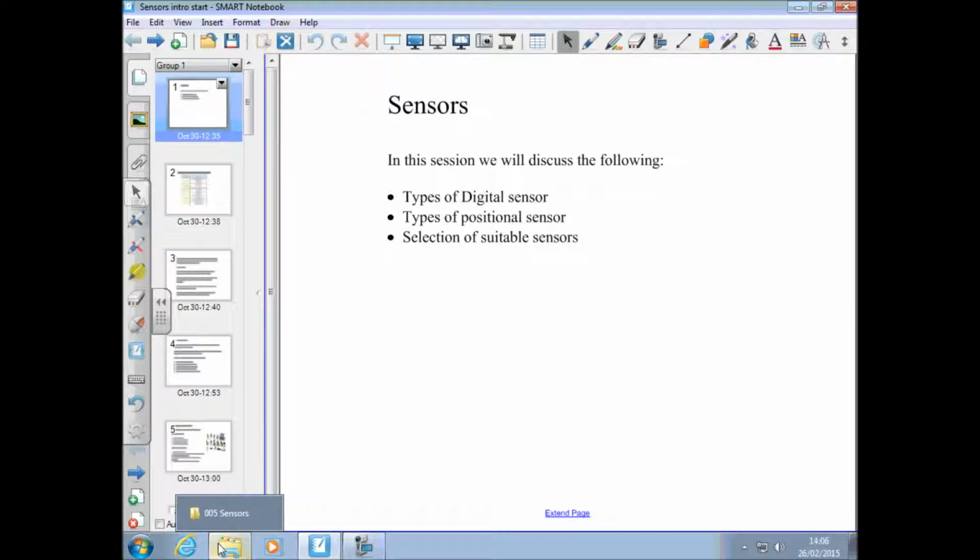Sensors. I'll have a little look at sensors in this session. Types of digital sensor, types of positional sensor, and talk a little bit about selection, some pros and cons of some of them. Obviously, I haven't got time to go through all types of sensor, so this is a little bit like the stuff about stepper motors, where I'm showing you something, giving you an idea about the level we should be looking into it to, and then you can apply that to whatever sensors you choose to look at for your assignment. Okay.